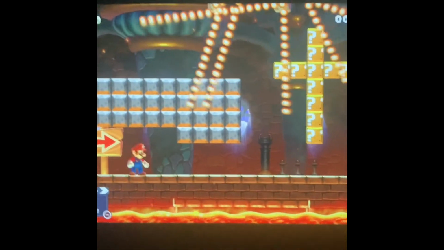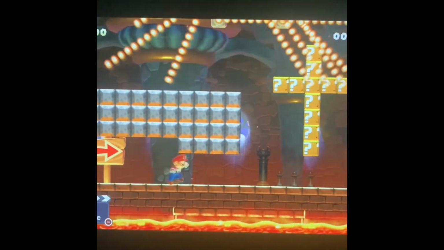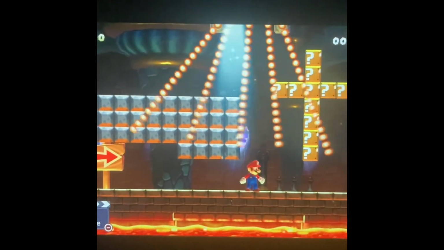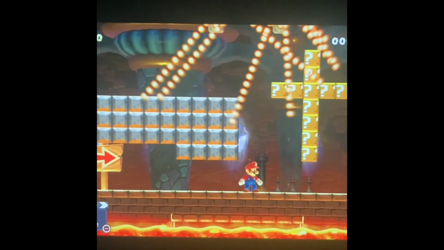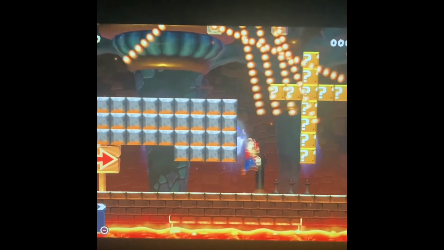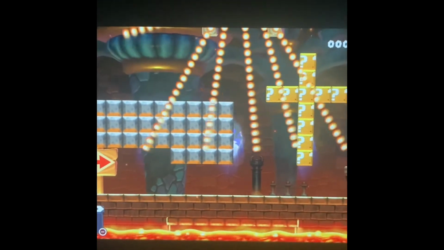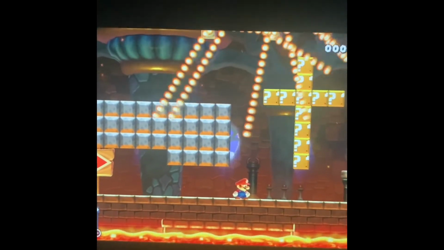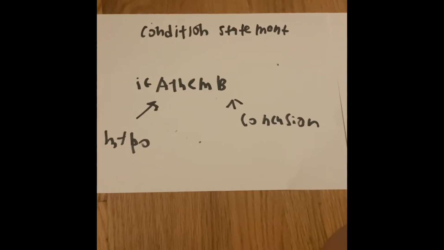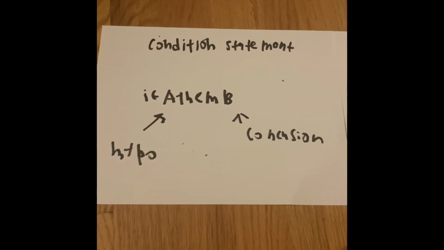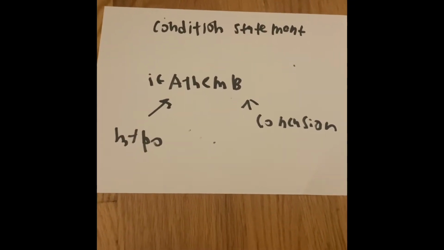So here's an example. Here is an if-then statement: if Mario touches those fireballs, then he'll take damage. Watch! So it makes a lot of sense how there's going to be a lot of if-then statements with geometry.